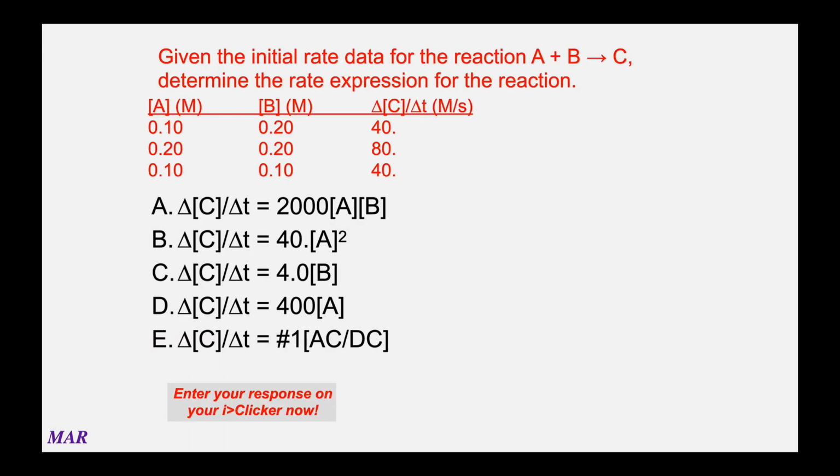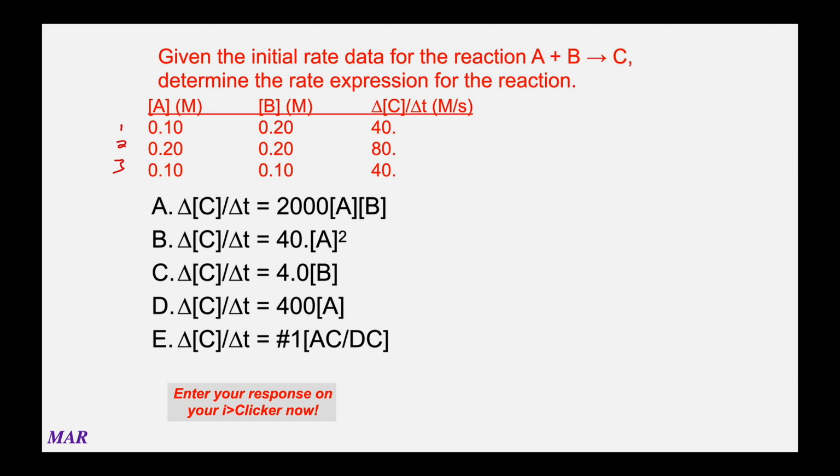Here's a reaction where A and B are coming together to make C. And in the table there, you can see you've got basically 3 experiments. Experiment number 1, experiment number 2, and experiment number 3. And you can probably see that what they're doing is they're changing one reactant concentration while leaving the other one alone. So if you look at 1 versus 2, the concentration of A is going from 0.10 to 0.20, while B stays just at 0.20.